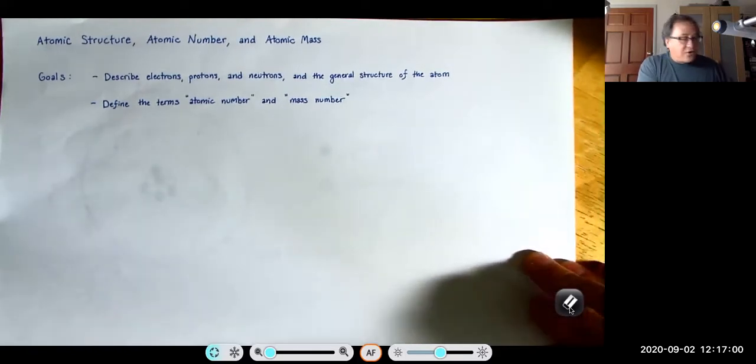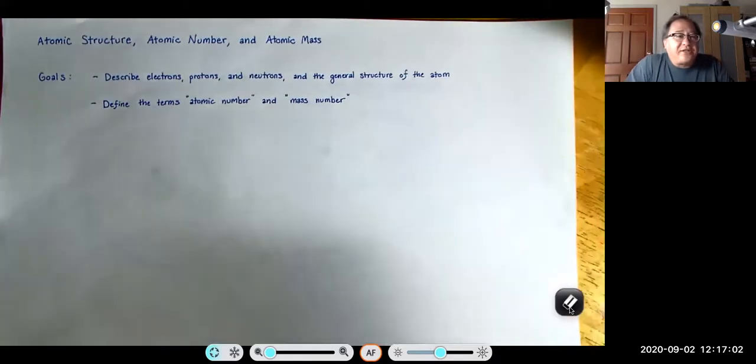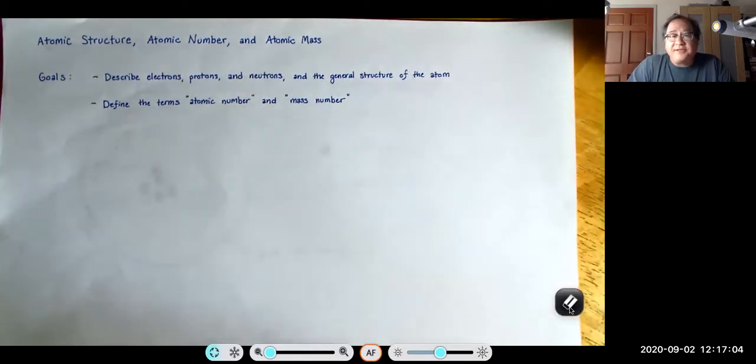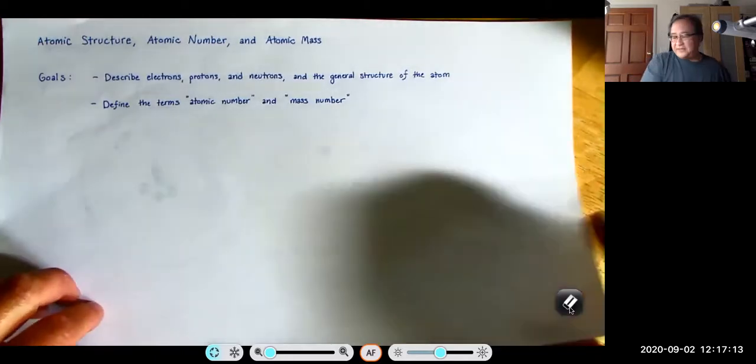So the goals of this particular portion of the text are to describe electrons, protons, and neutrons, and the general structure of the atom, and define the terms atomic number and mass number. So let's take a look.